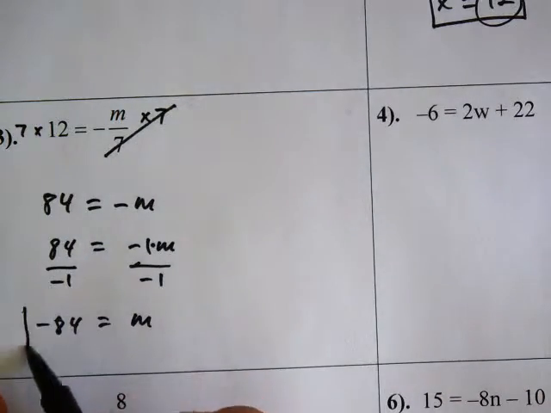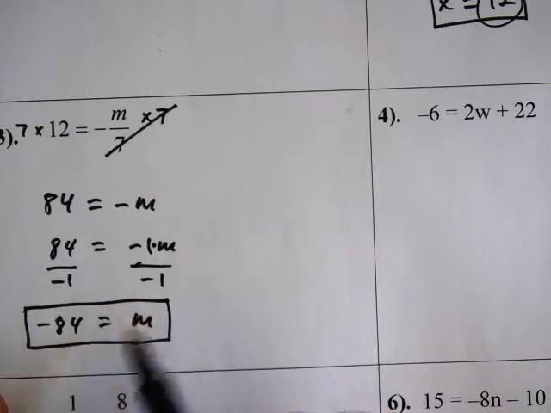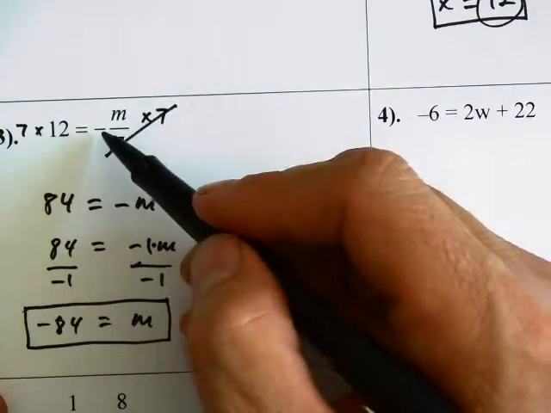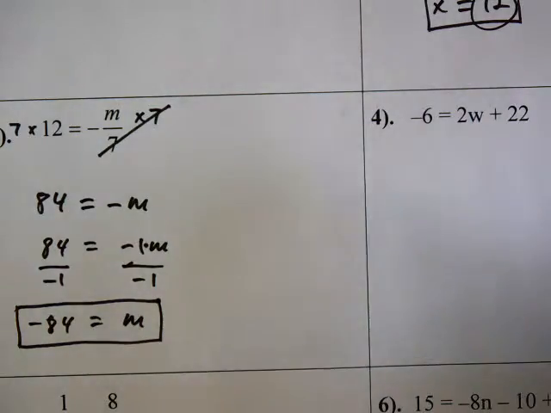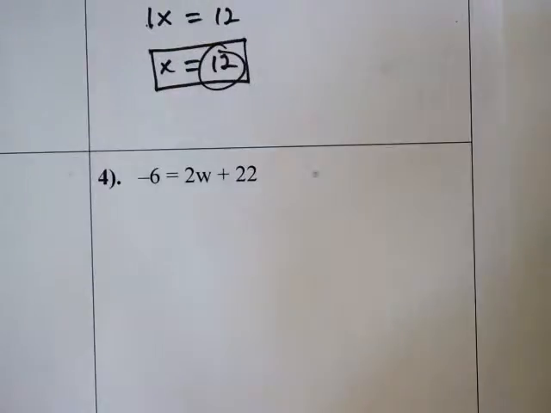And there we go. It's a beautiful thing there, and you can double check your answer by plugging it in right here. And I'll do that on occasion, I just won't do it every time. Number 4.